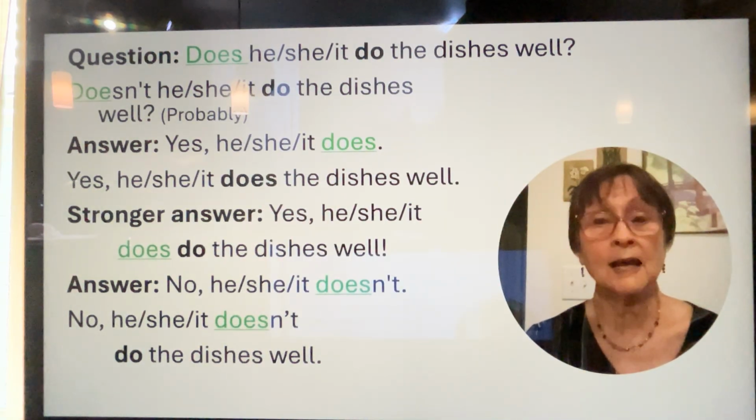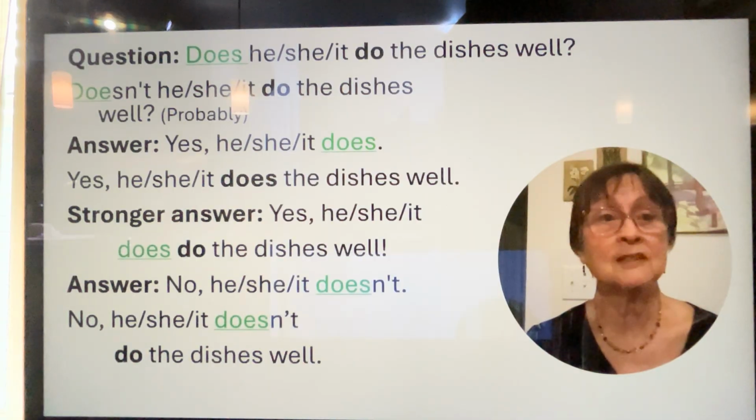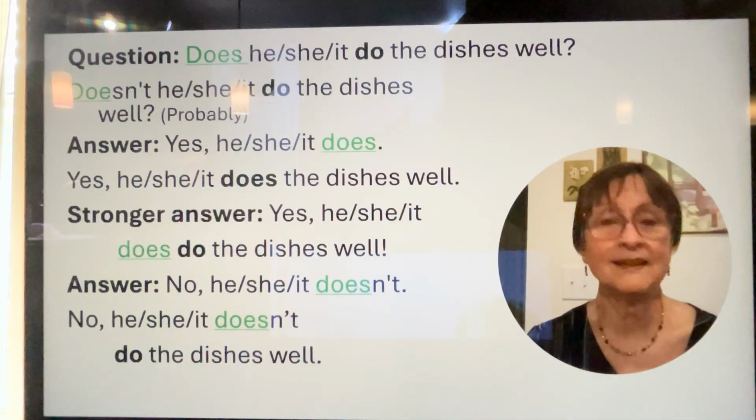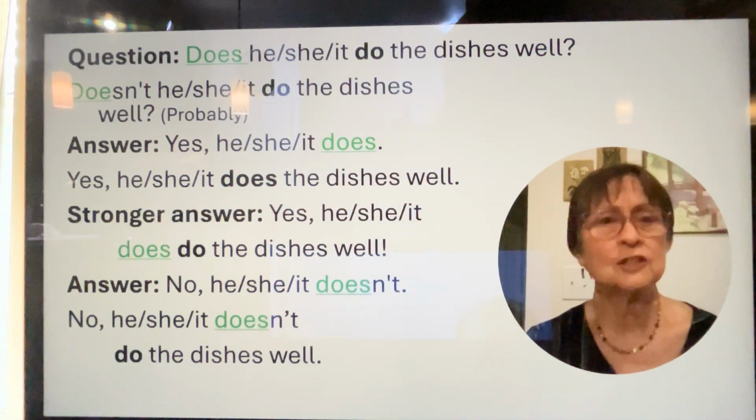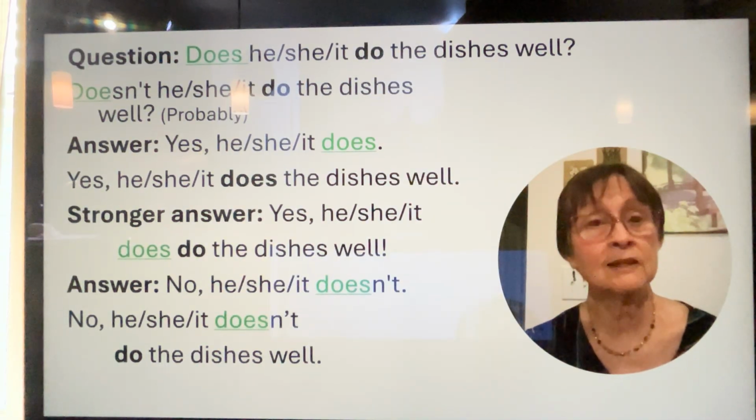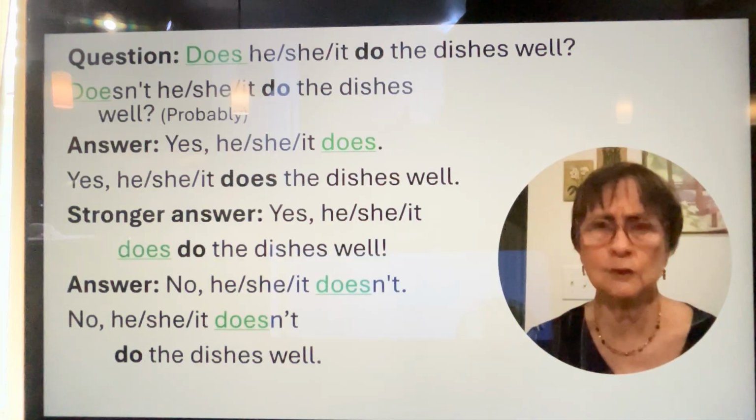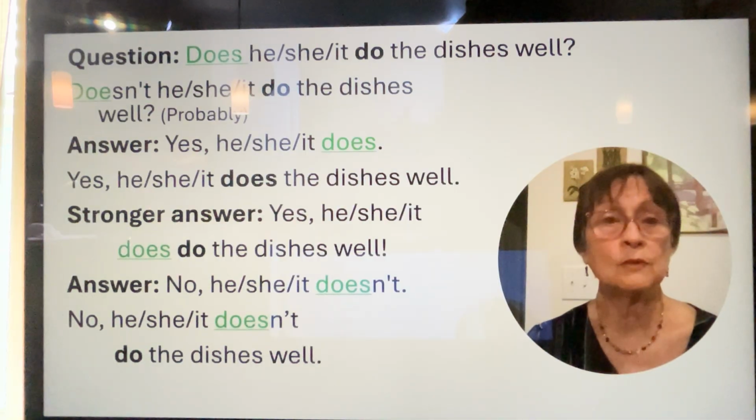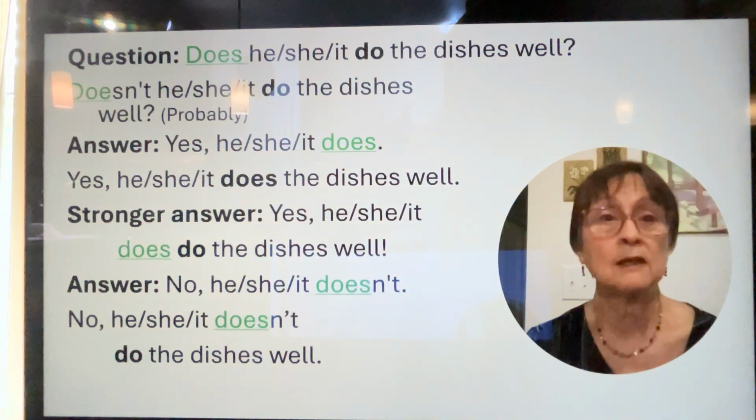And if I think the answer is yes, I might say, doesn't he do the dishes well? I think he does. Doesn't she do the dishes well? I think she does. Doesn't it do the dishes well? I like that dishwasher. And the answer could also be, yes, he or she or it does.